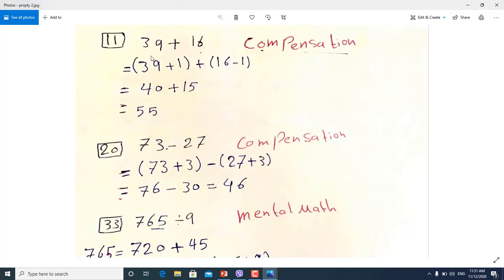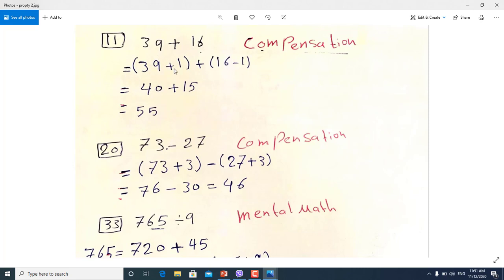Number 11, 39 plus 16. When you have two numbers and we must add them, we can use compensation. Compensation means we make the number a multiple of 10. You can change this 39 to 40, or this 16 to 20. So this 39, let us add 1 to be 40.